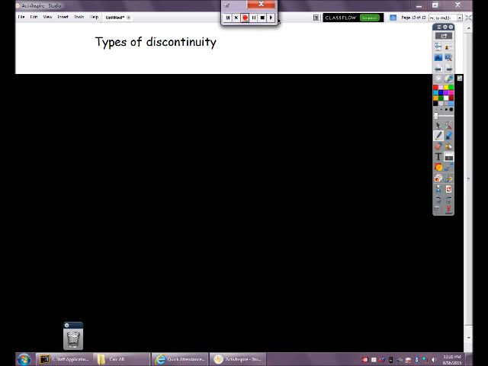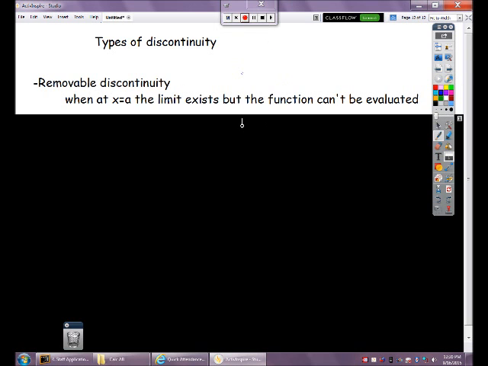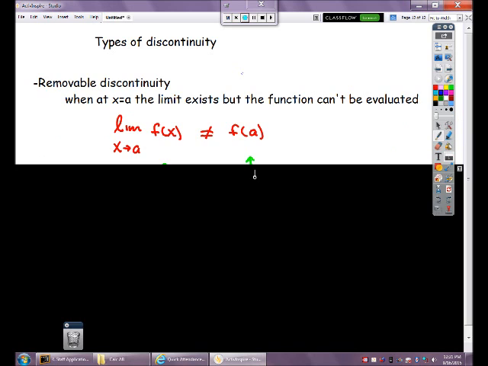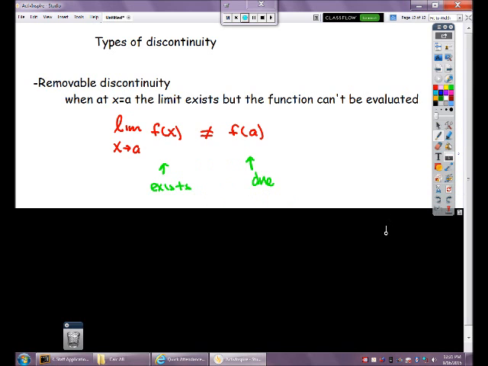So if a function is not continuous, we would say that it has discontinuity. And there are several types of discontinuity. The first being a removable discontinuity. In this situation, at x equals some value a, the limit exists. However, you can't evaluate the function. So notation-wise, what we have here in red: the limit exists, but the function does not exist at a.